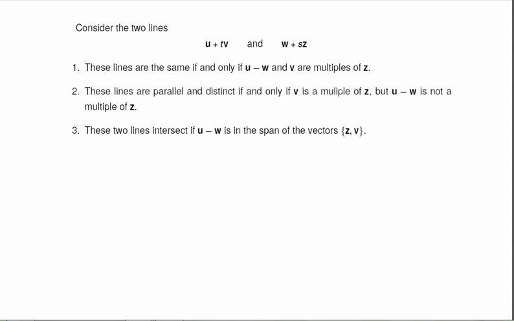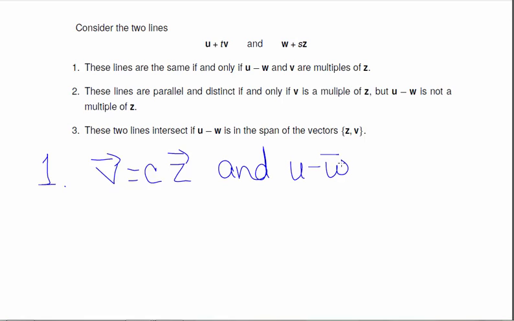So in general, let's consider two lines, U plus tV and W plus sZ. We have three different cases. The lines are the same if and only if U minus W and V are multiples of Z. So in the first case, we have that V is equal to some constant times Z, and U minus W is equal to a different constant times Z.